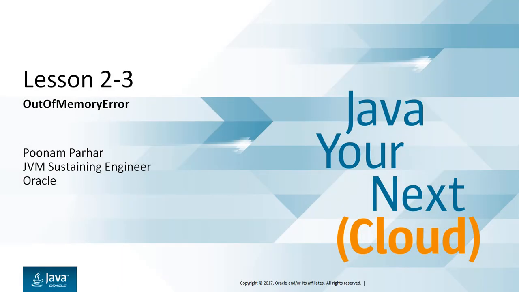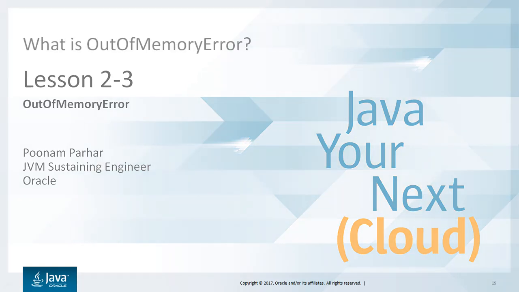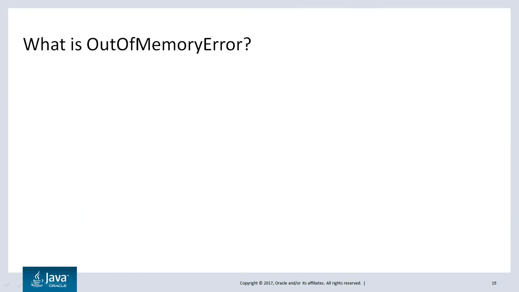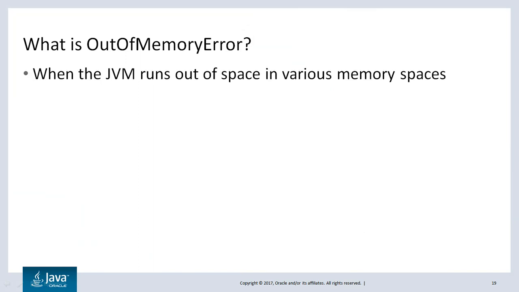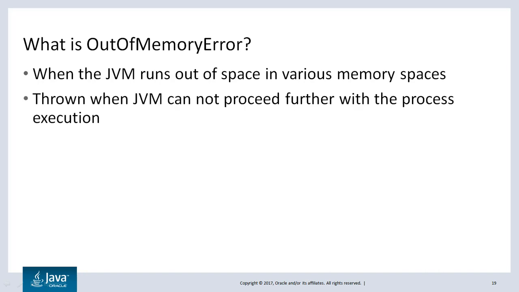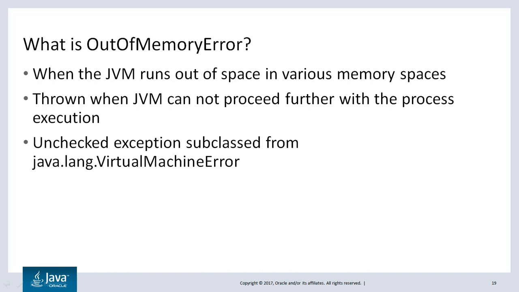In this section, let's talk about all the out-of-memory error exceptions thrown for different memory spaces in the JVM. So what is out-of-memory error? This exception simply means that the JVM has run out of space in any of the memory pools and cannot proceed further with the process execution.